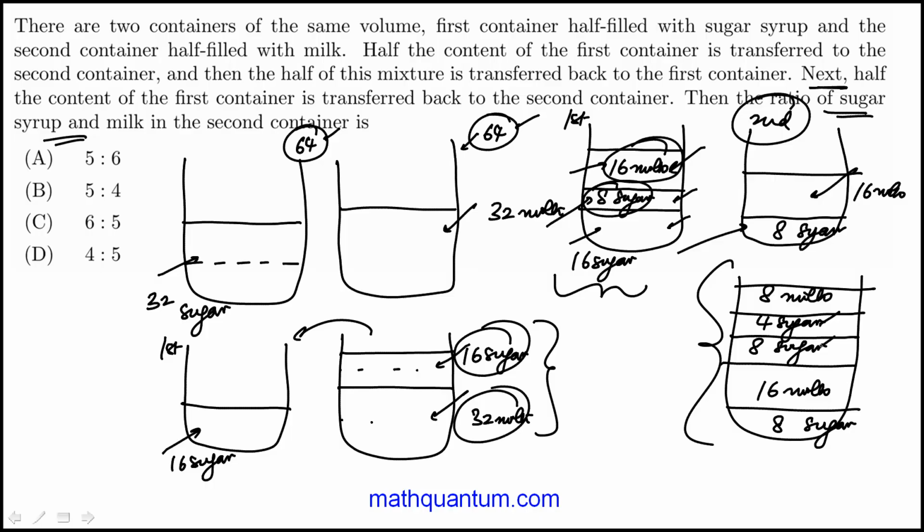So sugar is 8 plus 4, 12, plus 8 is 20. And then milk here is 16 plus 8, 24. So that's the ratio. If I divide by 4, this becomes 5:6, which is answer choice A.